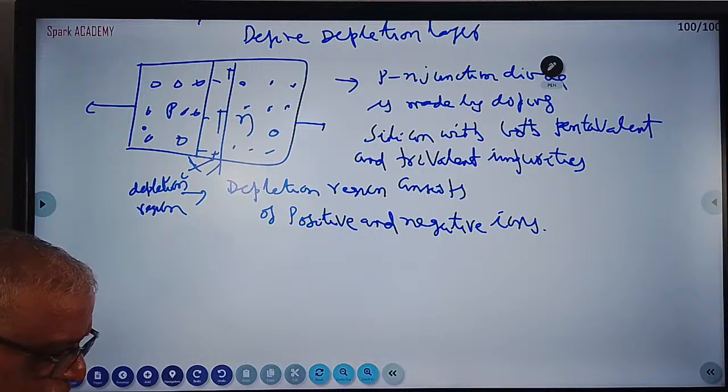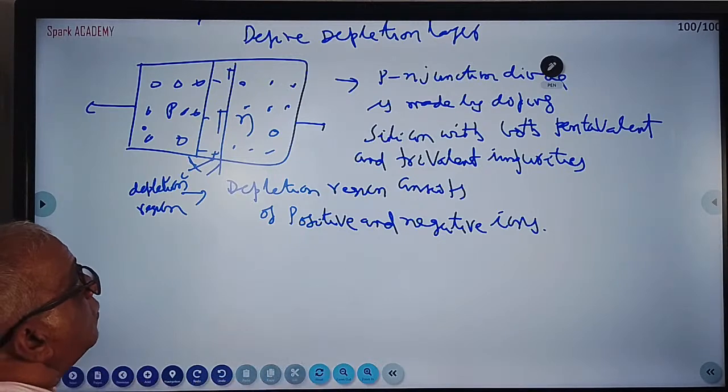Just 2-3 minutes, students. 5 minutes. Communication system is there. It will be over. So what happens to the depletion region?